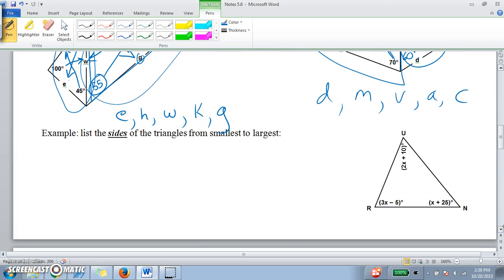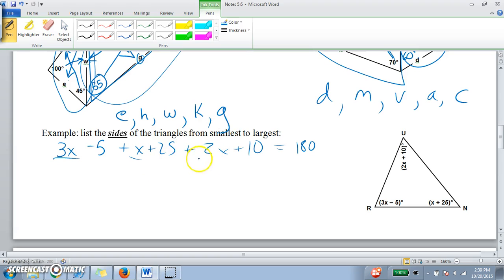Alright, list the sides of the triangle from smallest to largest. First we need to figure out what all of these angles are, because we don't have numbers, we have expressions. We know that all three angles of a triangle add up to 180. So if I add all of this together, 3x minus 5 plus x plus 25 plus 2x plus 10, all of that should equal 180.